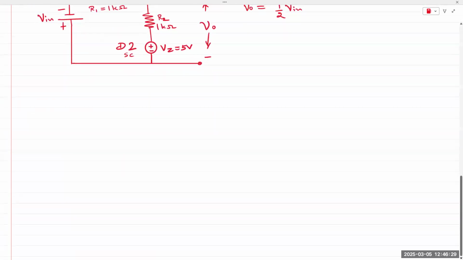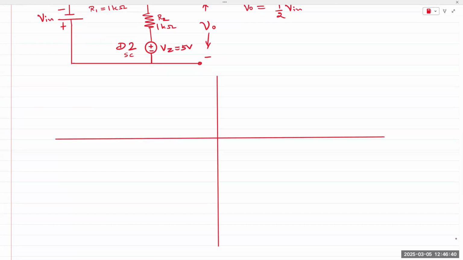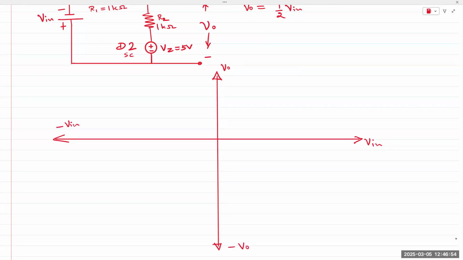So if we plot this, let's do it. 1, 2, 3, 4, 5. 1, 2, 3, 4, 5. I'm going to draw the dots this time. Just going to go linear line, 45 degrees.